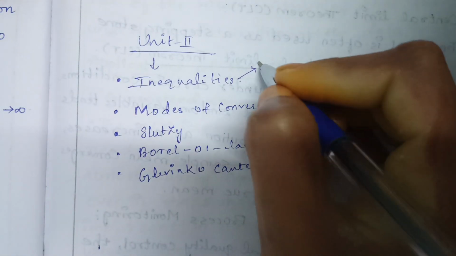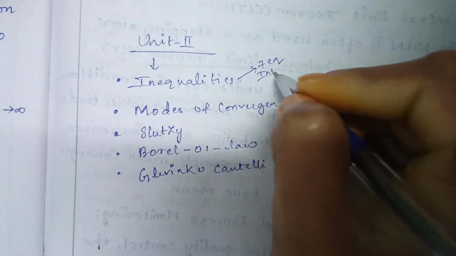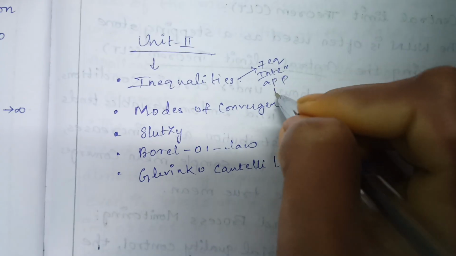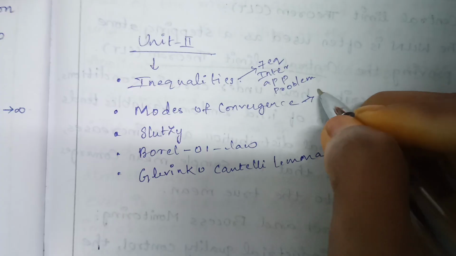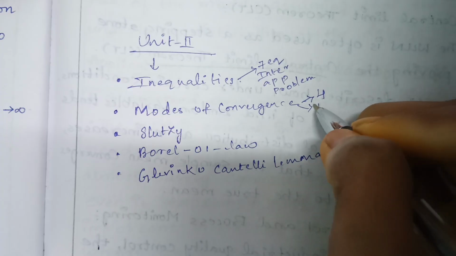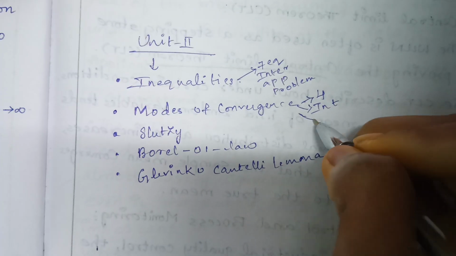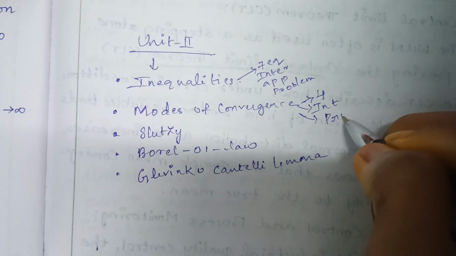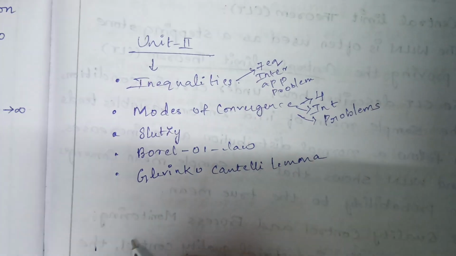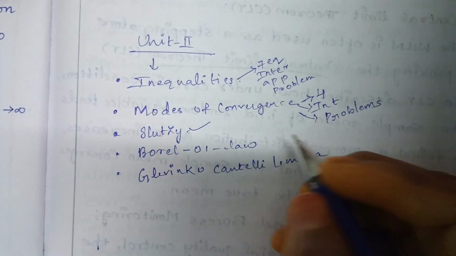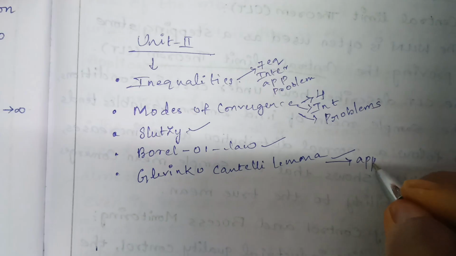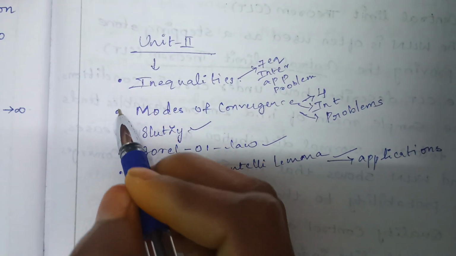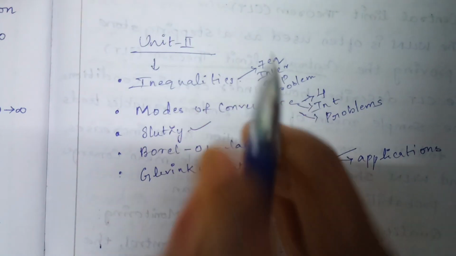Inequalities, which means the 7 inequalities, their interrelationships, their applications, and related problems. And in modes of convergence also, 4 types of modes of convergence and their interrelationship and their applications and problems, and the Slutsky theorem, and the Borel 0-1 law and Glivenko-Cantelli lemma and related applications. If you cover these 5 topics, then Unit 2 is completed.